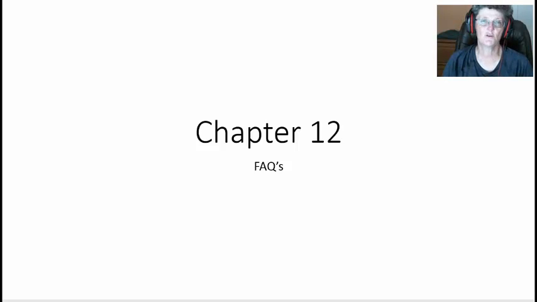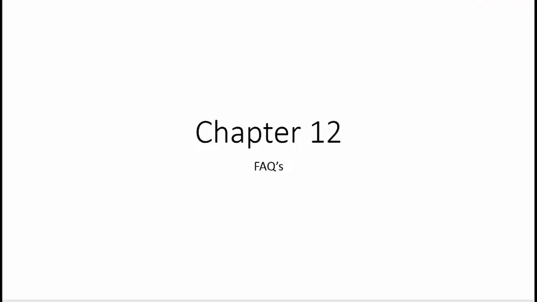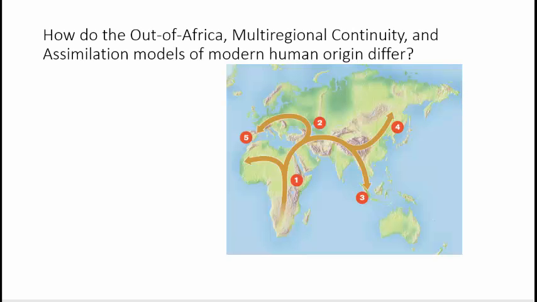This week we're addressing questions concerning archaic and modern Homo sapiens. Question: how do the out-of-Africa, multi-regional continuity, and assimilation models of modern human origins differ?